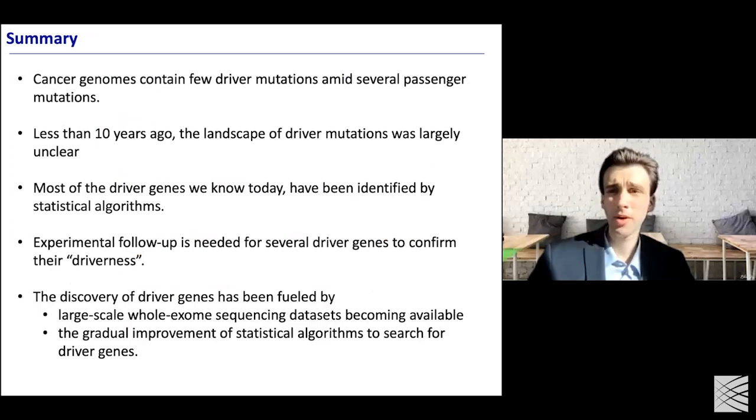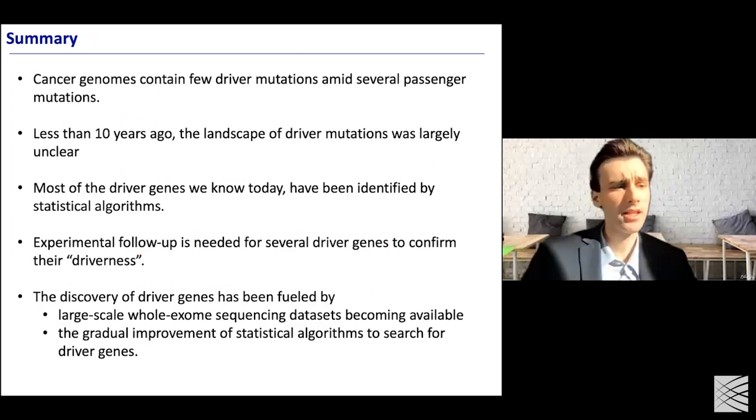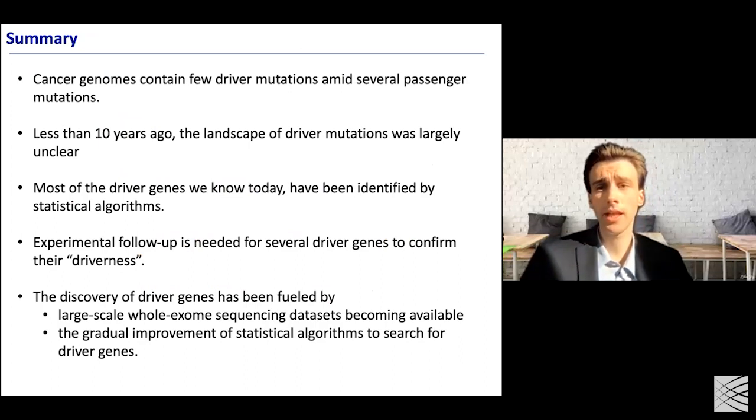To sum up what we talked about today: most cancer genomes contain very few driver mutations, like looking for a needle in a haystack amid several passenger mutations. Another thing to keep in mind is that about 10 years ago, we didn't know that much about the landscape of driver mutations. It has taken us more than a decade to come up with intelligent models to figure this out. Besides data generation, I think model development will be an important key contribution to figuring out the landscape of driver versus passenger mutations.